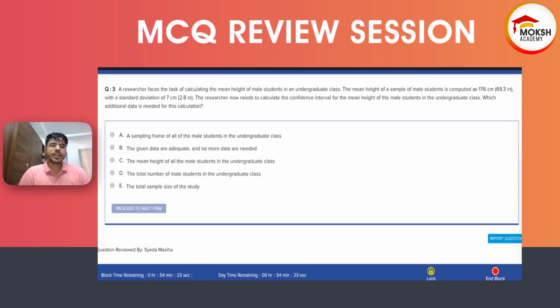A researcher faces the task of calculating the mean height of male students in an undergrad class. The mean height of a sample of male students is computed as 176 centimeters with a standard deviation of 7 centimeters. The researcher now needs to calculate the confidence interval for the mean height of the male students in the undergrad class. Which additional data is needed for the calculation?